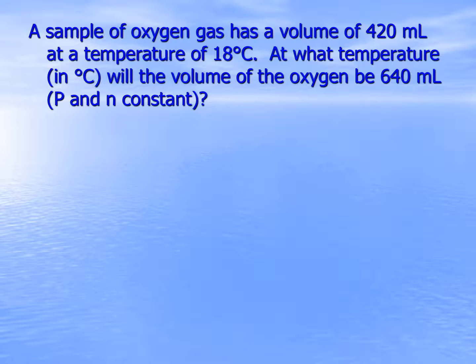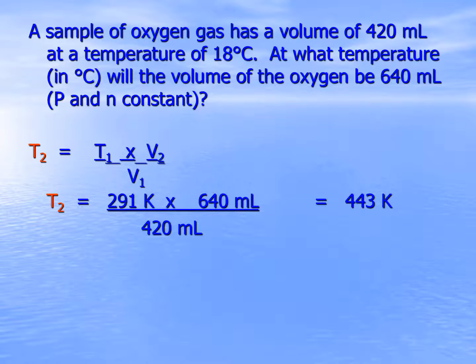Here's an oxygen problem. Oxygen gas, a volume of 420 milliliters, temperature of 18 Celsius. What's our temperature when the volume is 640 milliliters? Pressure and moles are constant. T2 is T1 times V2 over V1: 291 Kelvin times 640 milliliters over 420 milliliters. 443 kelvins. Milliliters cancel. Minus 273 is 170 degrees Celsius. I think she should have put a decimal. No, we actually only have 2 sig figs here. So yes, she is correct. 170 degrees Celsius, only 2 sig figs.